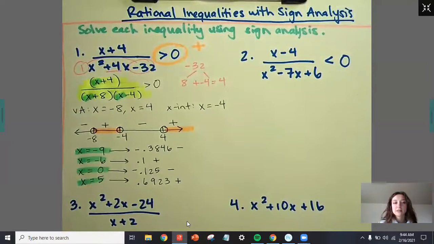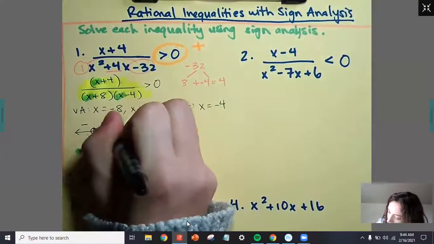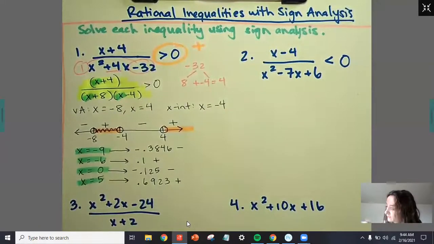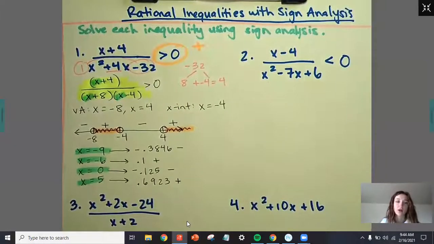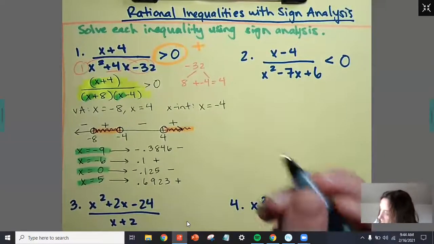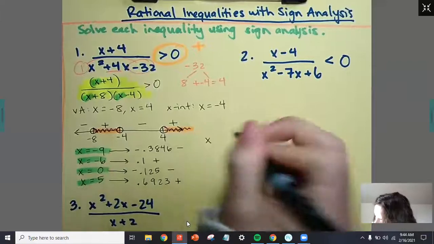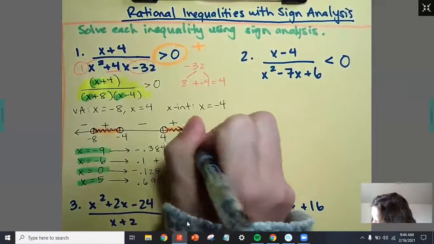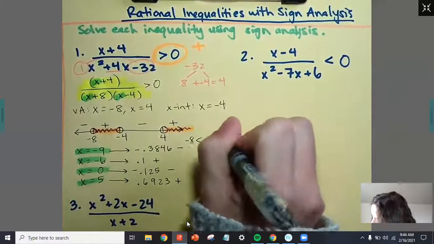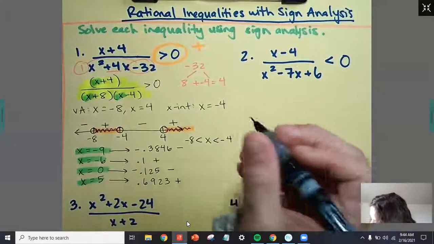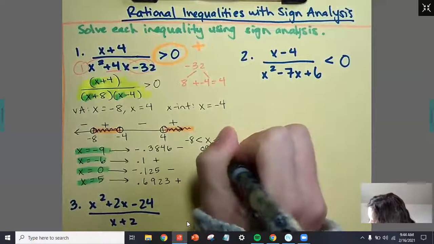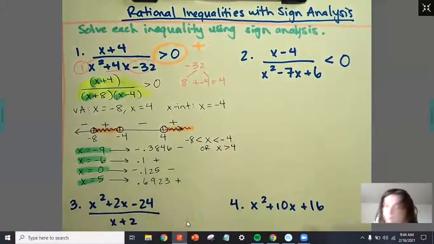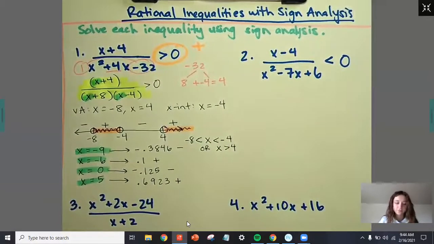Okay, now that we have done this, we can go ahead and write out our solution. So it's any point that is between -8 and -4, or anything that is greater than 4. So we can write this one of two ways. We can say x is between -8 and -4, and then we can say, or x is greater than 4. So this is one way that we can write our solution.